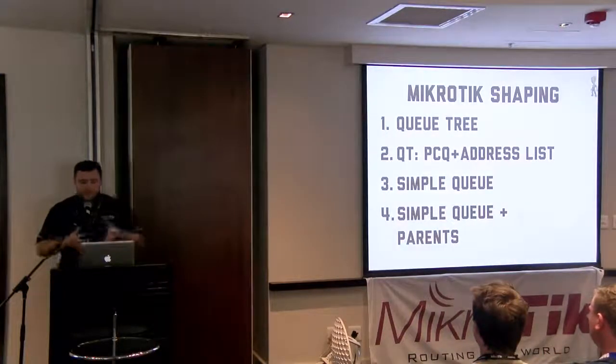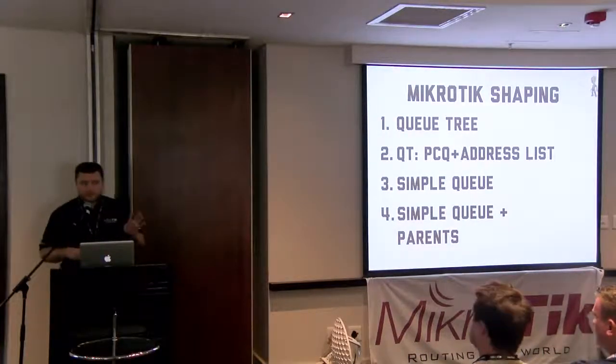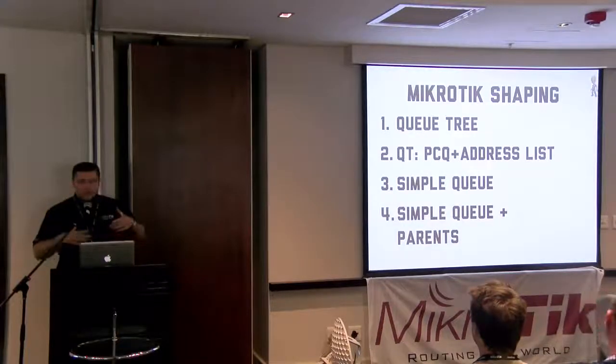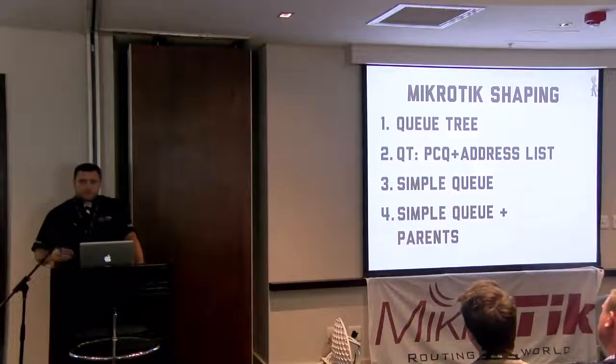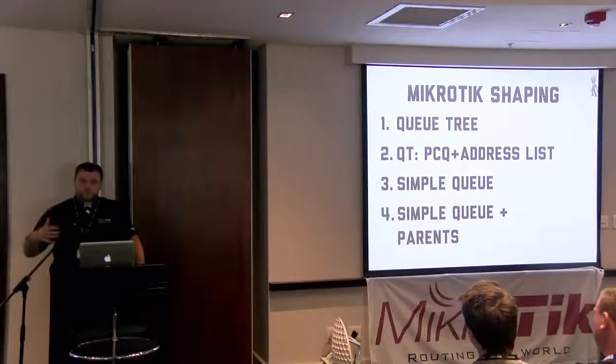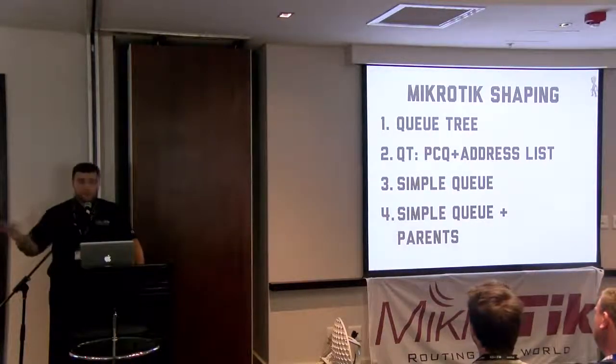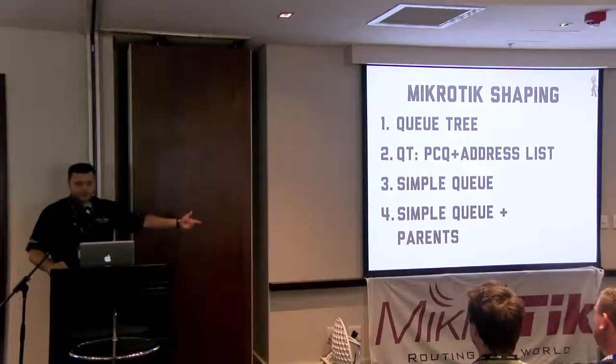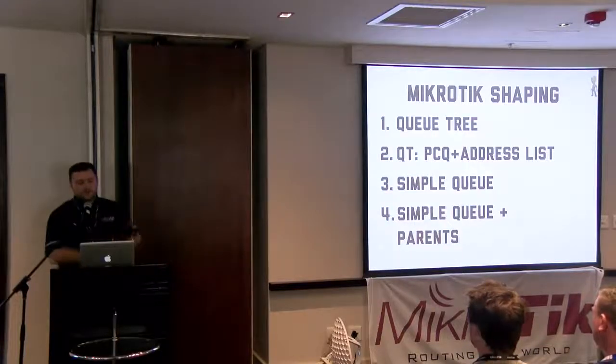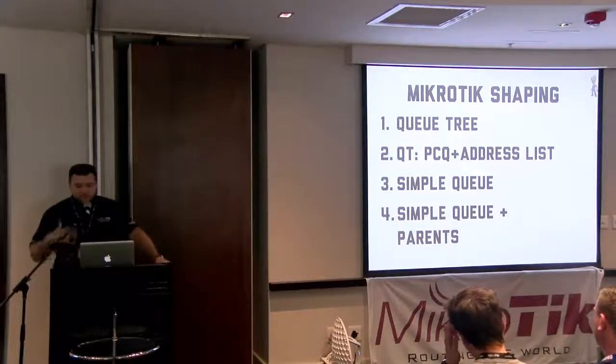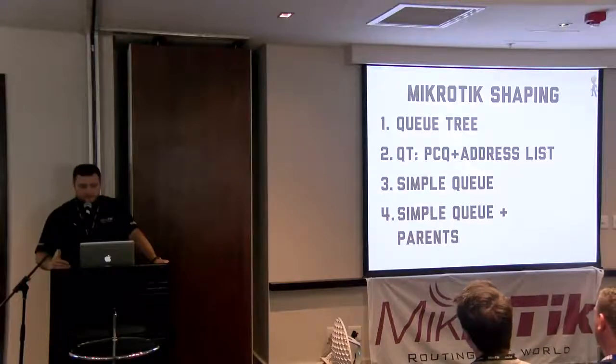MikroTik shaping has 4 different approaches, 4 different technologies that you can use for these speed limitations. I will now talk about just speed limiting of customers. I will talk about the performance of each type of shaping, so you will understand, if you have 1,000 subscribers, what kind of equipment you need to run the PPPoE sessions and have shaping. I will try to explain this now. The first type is Q3. The second one is also Q3, but it's called PCQ with address list. Third is the simple queue. And the last one is simple queue with implementing parents.